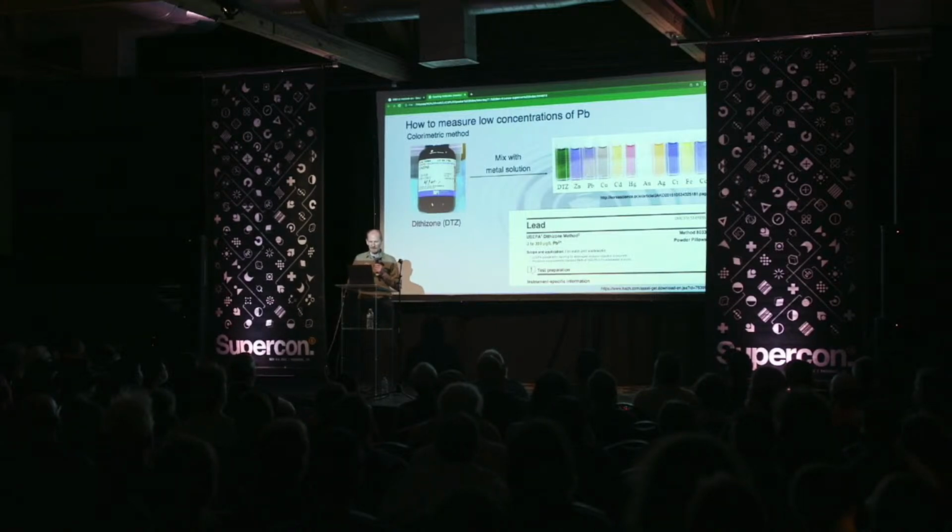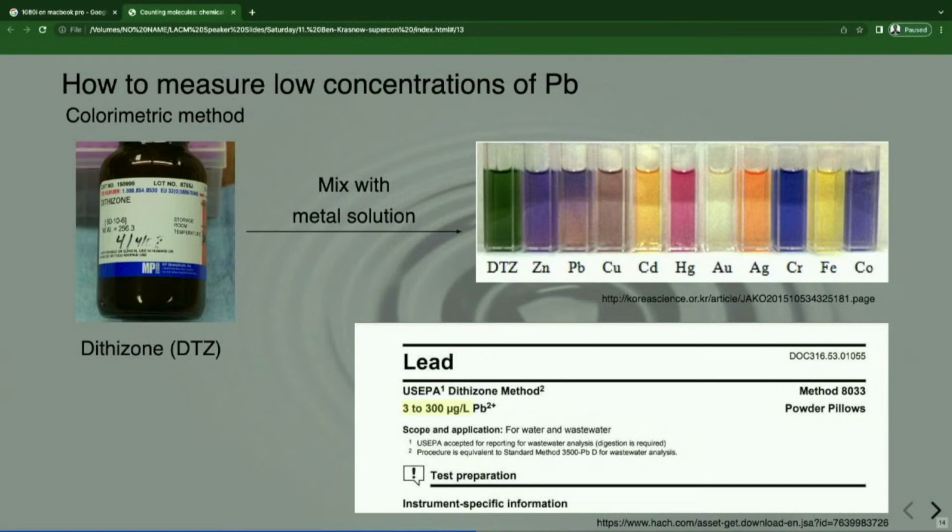So before these expensive spectrometers were common, I looked around for how lead was measured professionally, and they used this chemical, which when I first found out about it, I thought was pronounced dithazone. It sounds like a psychoactive drug or something, but it's actually a very old substance that just forms very colorful compounds when it mixes with a metal.